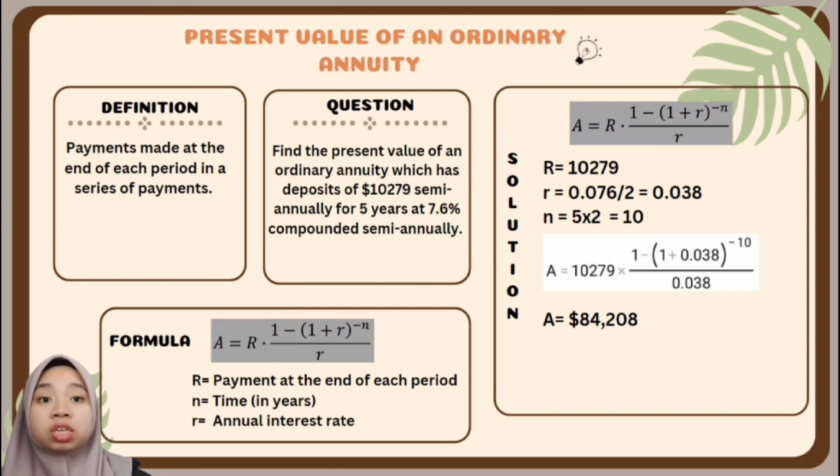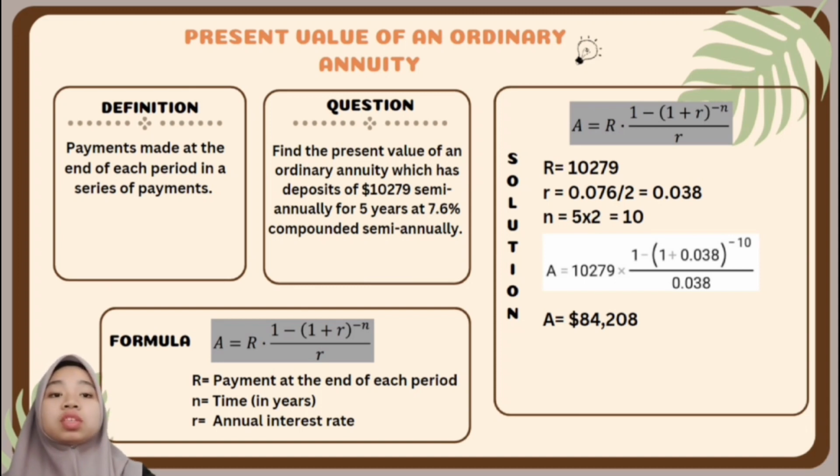So the question for this present value of an ordinary annuity was: find the present value of an ordinary annuity which has deposits of 10,279 semi-annually for 5 years at 7.6% compounded semi-annually. So what is the solution for this question?